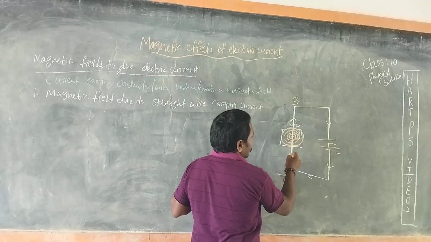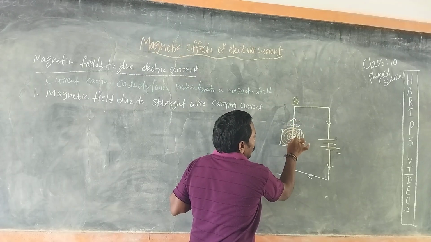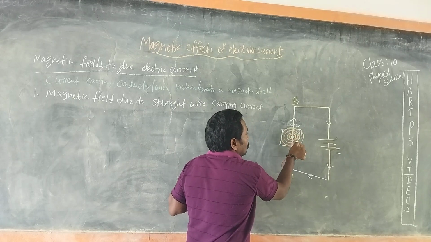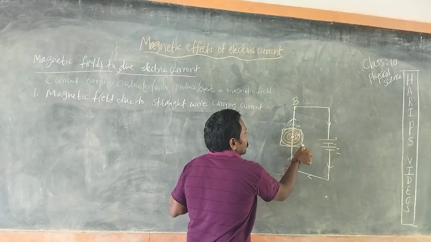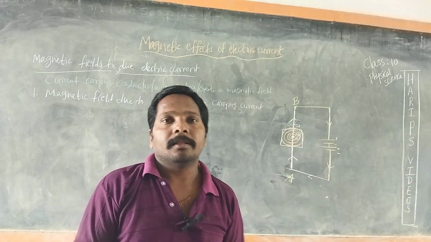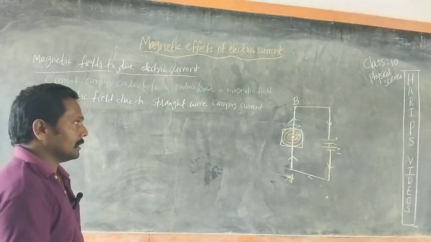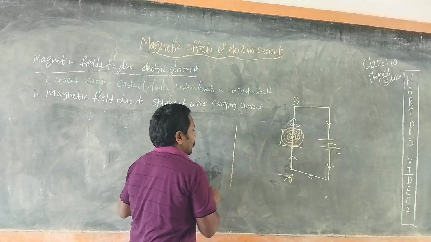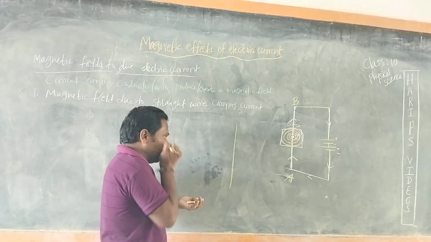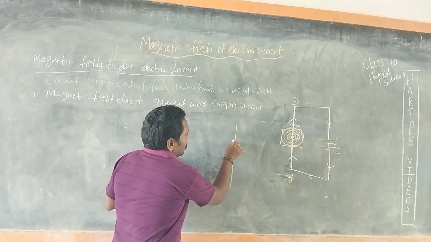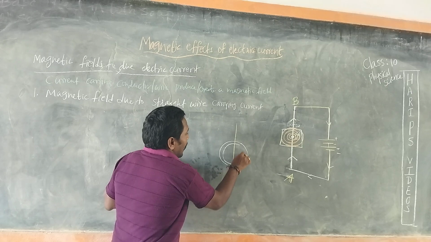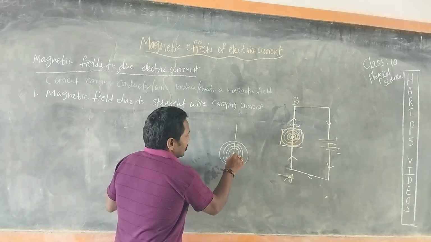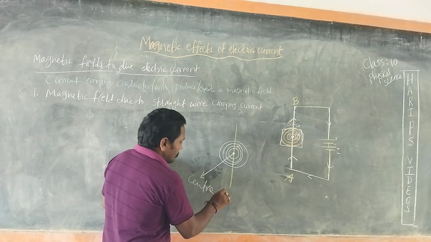So this is the center. The center is on the current carrying wire. Around the center, the magnetic field is formed as circles. Right? So when a current is flowing through a straight current carrying wire, the magnetic field is formed as concentric circles.